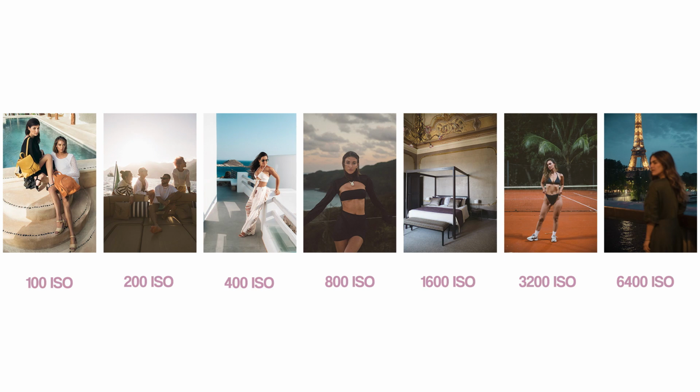ISO, which stands for International Organization for Standardization, is the standard measurement used to indicate the level of sensitivity to light the sensor has. The camera's ability to capture images in various lighting conditions ranges from low-light environments to well-lit scenes. ISO is represented by numerical values and starts at 100 ISO, 200, 400, 800, and so on.